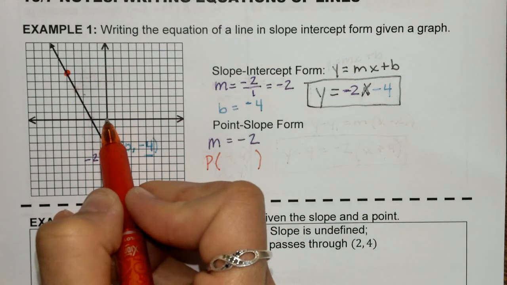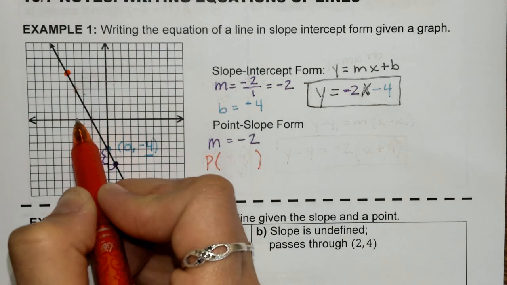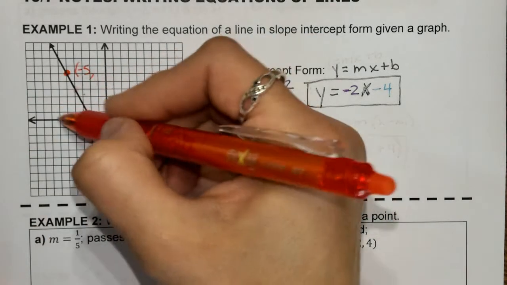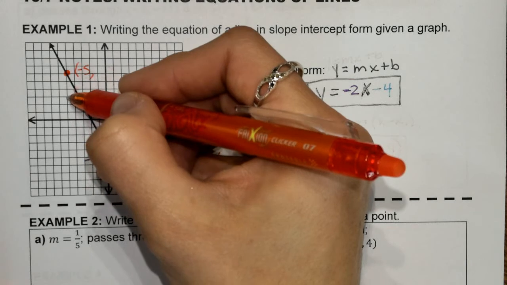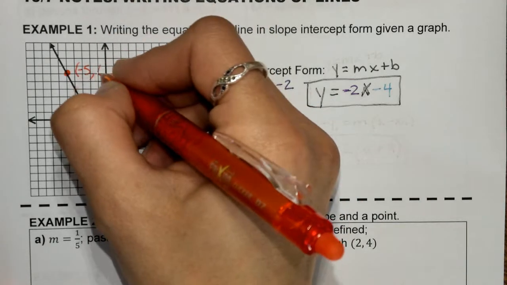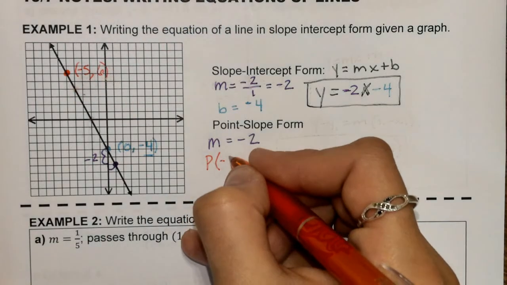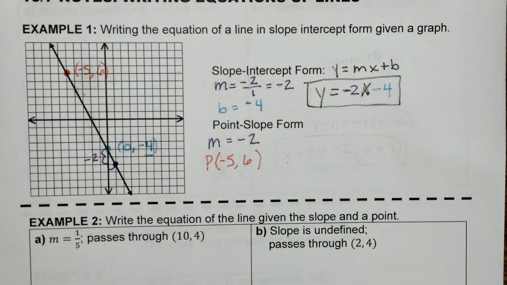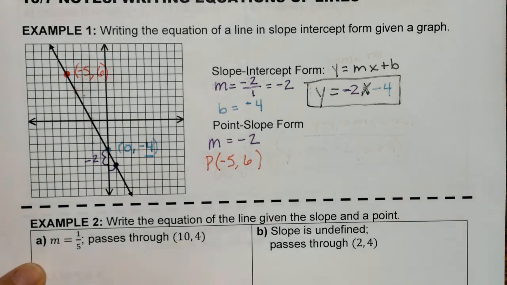We're negative on the x, negative 1, 2, 3, 4, 5, so we're at negative 5. And we're positive on the y, 1, 2, 3, 4, 5, 6. So this is the point that I've chosen to use. Now you can use any point on that line to substitute in. It doesn't matter which point, as long as it's a clean point and you can get your coordinates. I just suggest not using one that's on the axes.